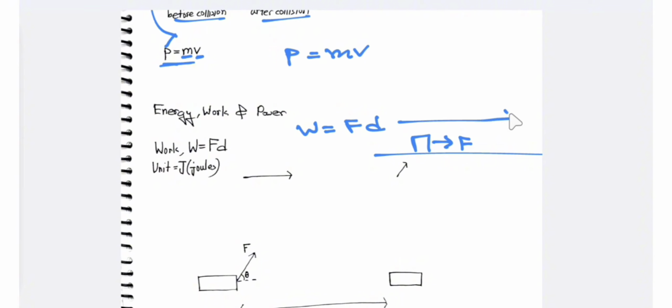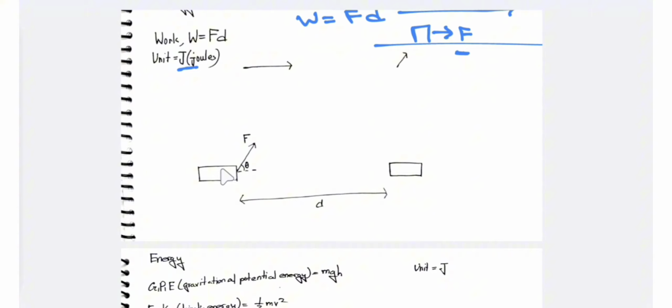Then for work, energy and power, work done is equal to force into distance. So work done is equal to force and the distance moved in the direction of the force. For example, this is the object. The force is acting in this direction, so the distance traveled by the object must be in this direction. So the unit of work is joule.